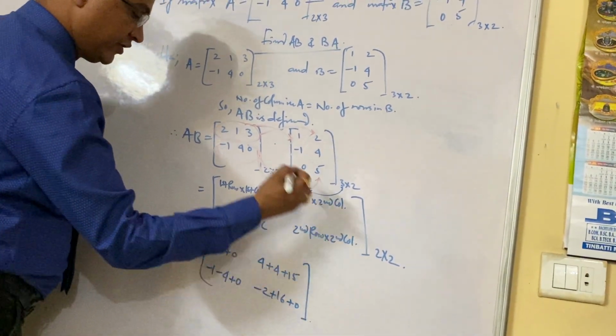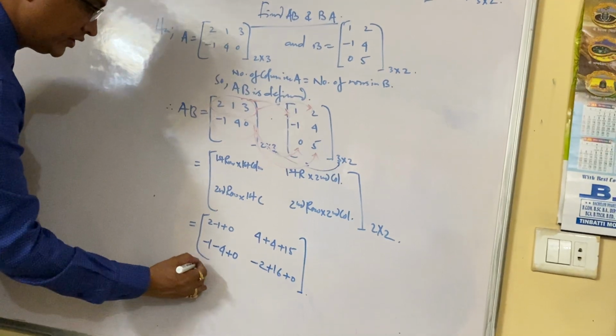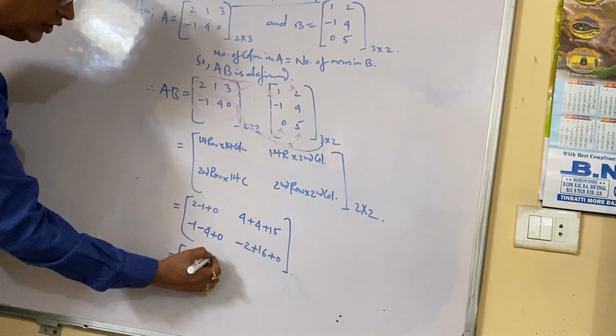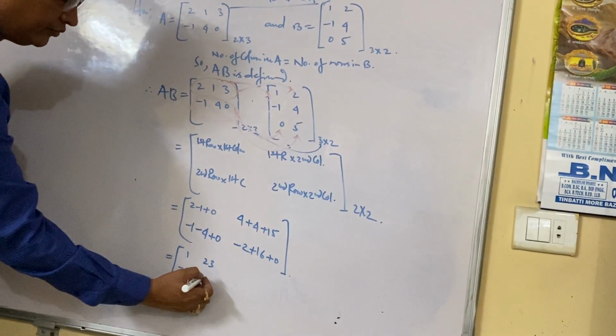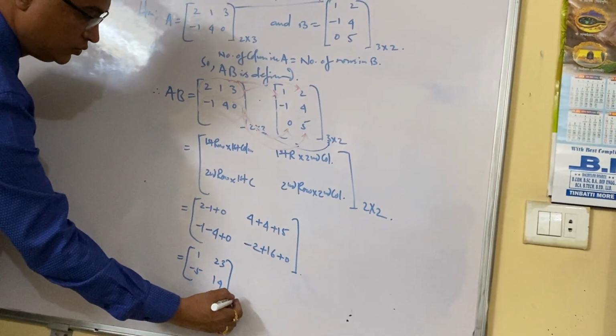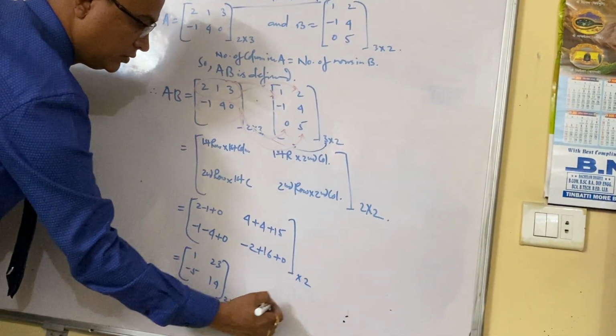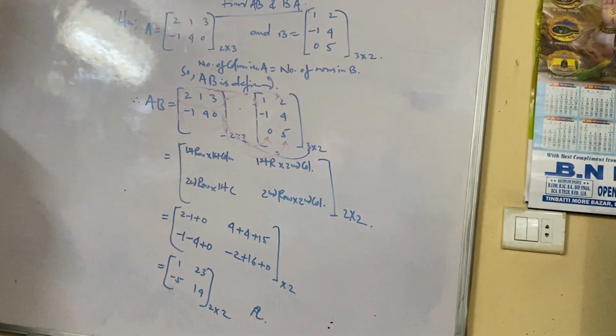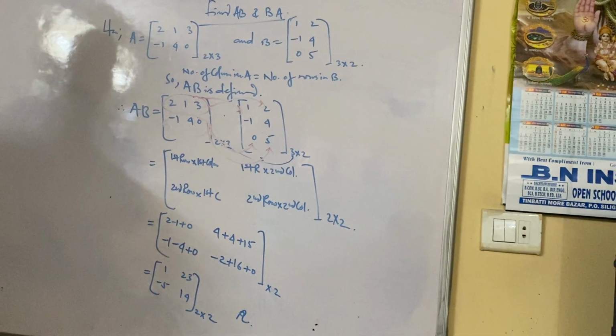So you get a matrix of 2 by 2. Finally you are getting 2 minus 1, 1, minus 5, 8, 23, 14. This is a 2 by 2 matrix, and this is the answer for A into B. So A into B is defined and A into B is a 2 by 2 matrix.